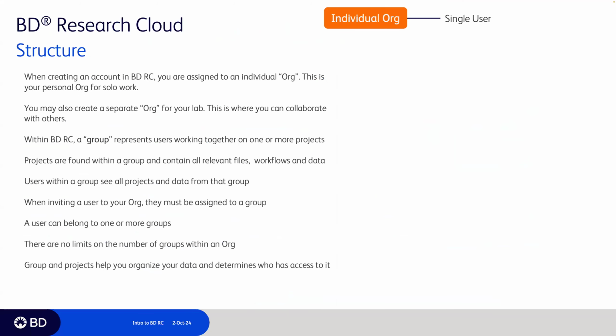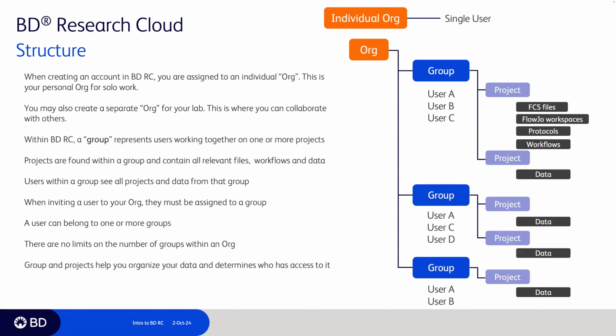Let's go through the structure of BD Research Cloud. When you first log in for the very first time, you're given an individual organization. That's for you to use, and you cannot invite other people to your private organization. You can then choose to create a collaborative organization for your lab where you can invite different users to join this organization.